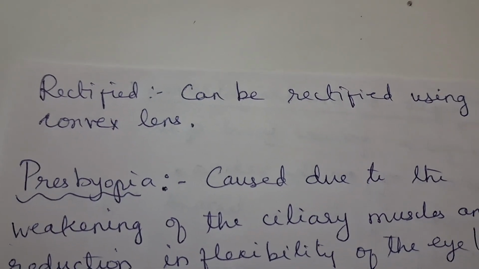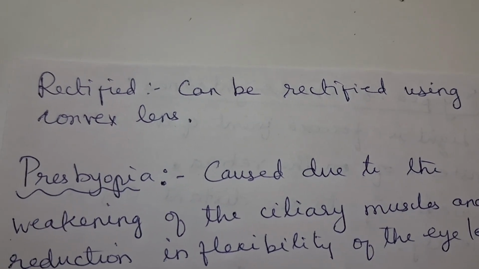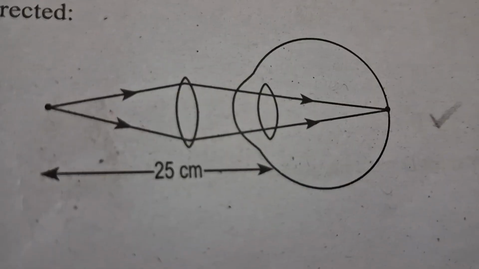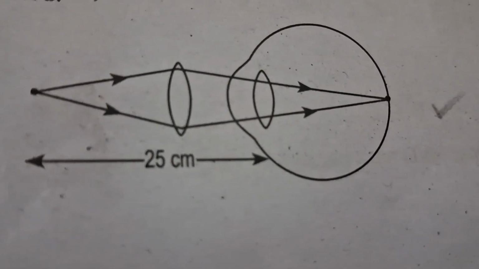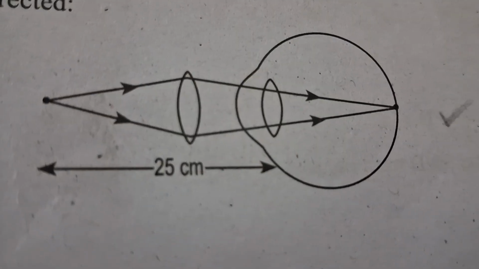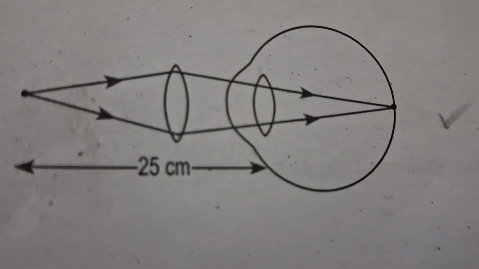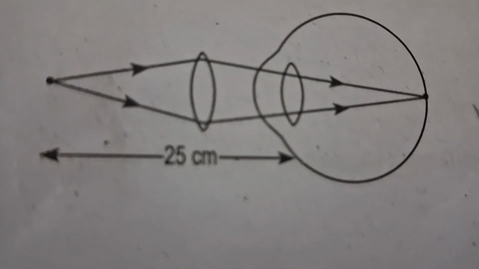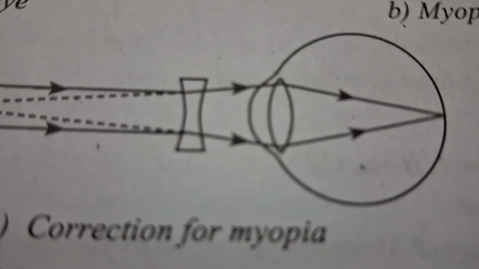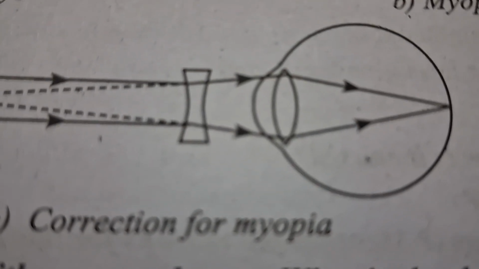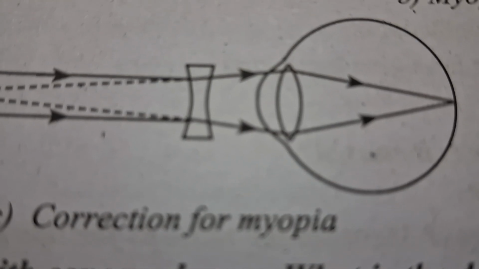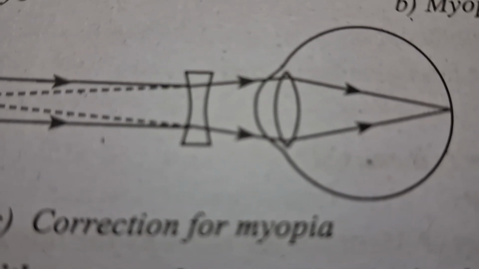Now, how can this be rectified? It can be rectified using a convex lens. This diagram shows that using a convex lens, this defect can be rectified. So hypermetropia can be rectified using a convex lens. Similarly, to correct myopia, they use a concave lens for the rectification. So this is a diagram for that.